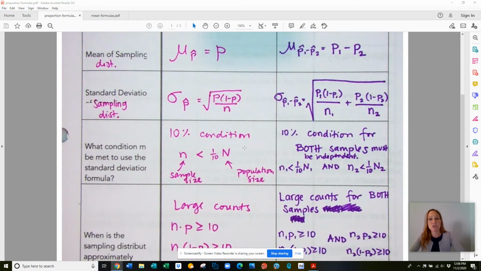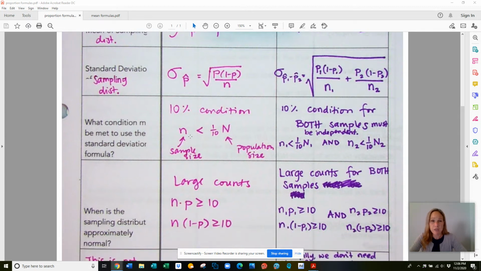And then we also want to make sure that we have met that 10% condition in order to be able to use the standard deviation formula. And that just basically says that our sample size is smaller than 1/10 of our population.